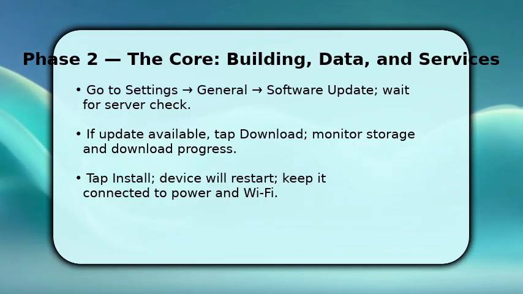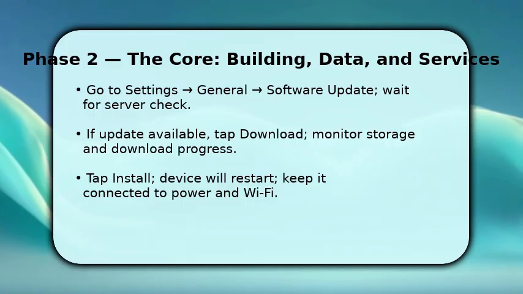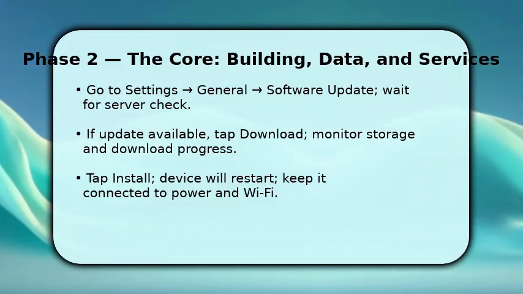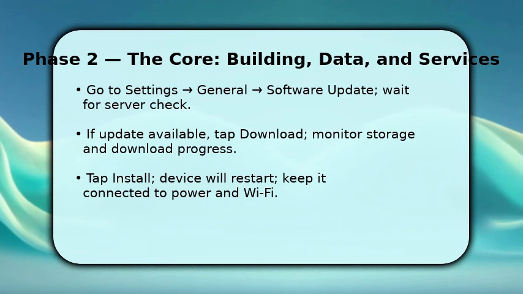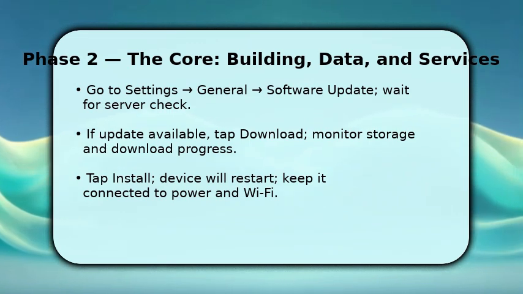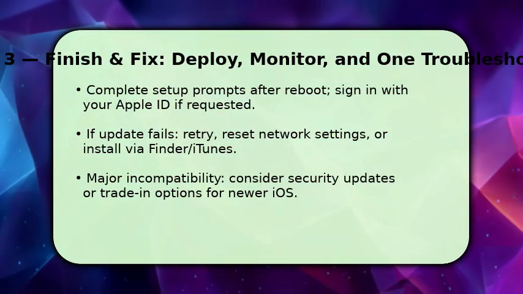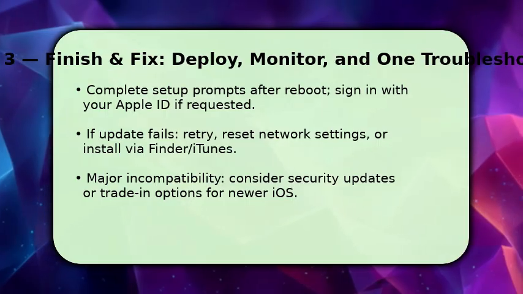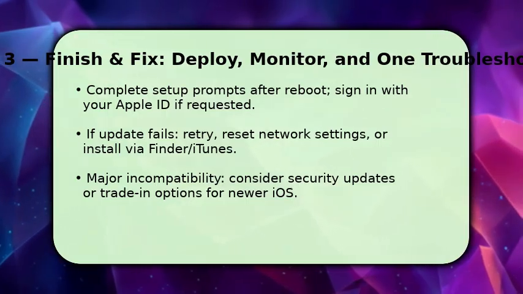Once the download completes, tap Install and allow the phone to restart. Make sure it stays on power and do not interrupt the process until the home screen reappears. After the restart, walk through the on-screen setup prompts and sign back in with your Apple ID when asked. This completes activation and restores services.